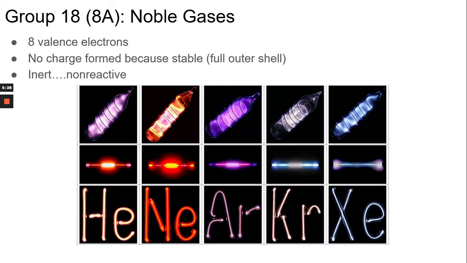Group 18 or 8A is known as the noble gases. They have 8 valence electrons, no charge because they are stable. Inert is the fancy word for non-reactive, so sometimes you might hear them referred to as the inert gases.